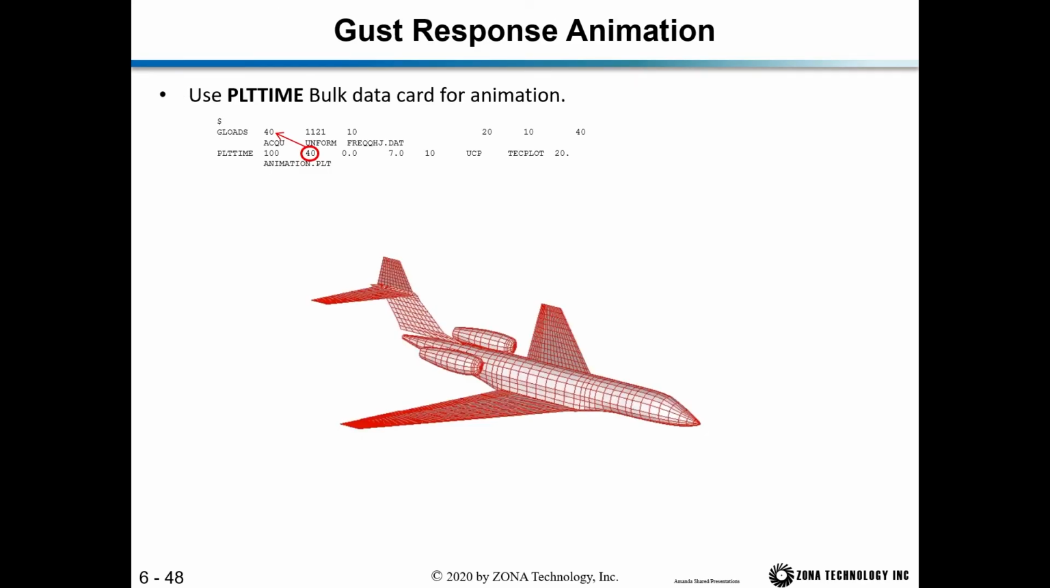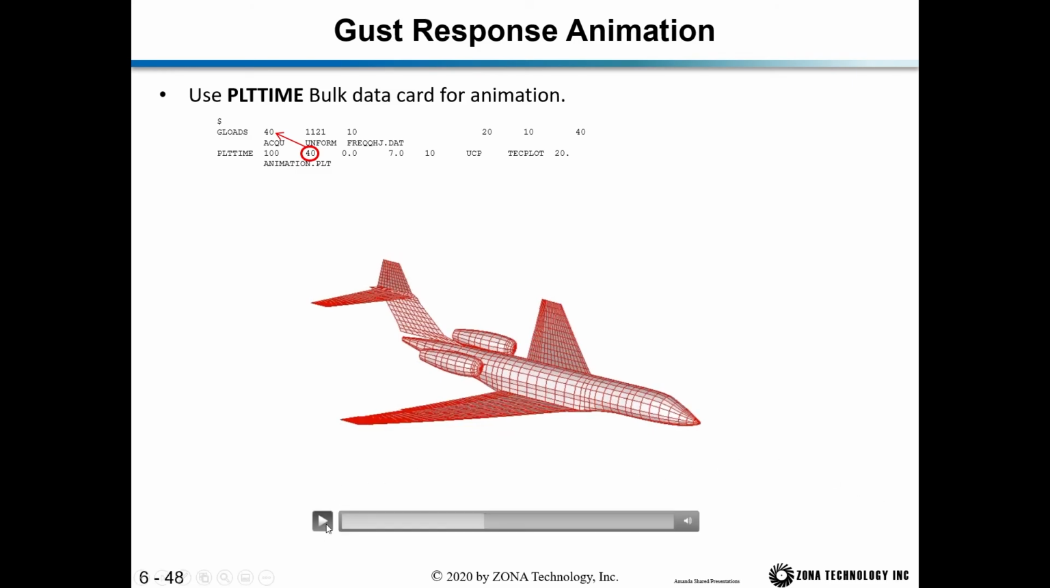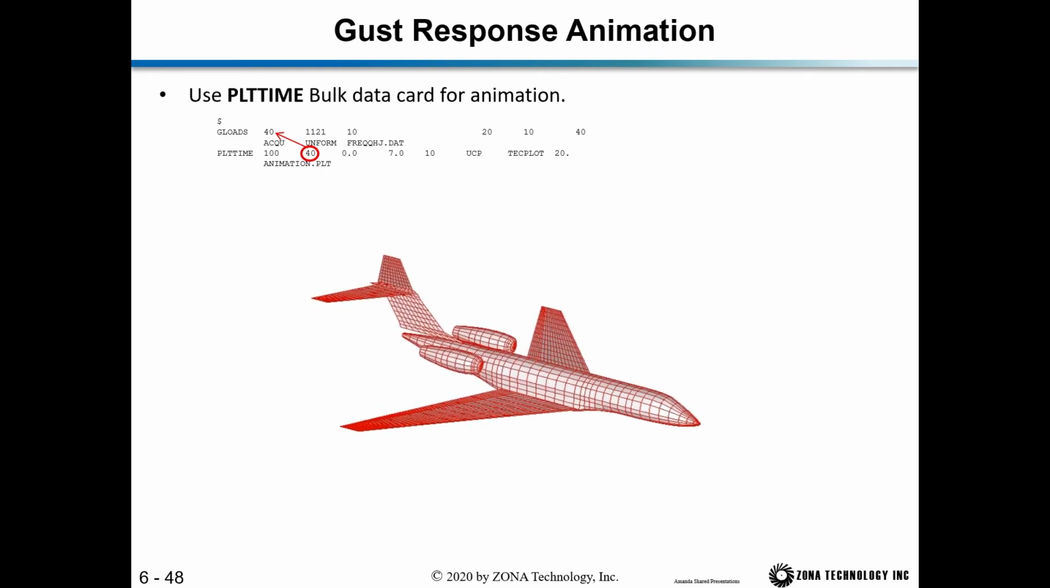Here's a gust response animation using the plot time bulk data card. So we have our plot time card refers to the GLoads card. So we're going to animate that here.